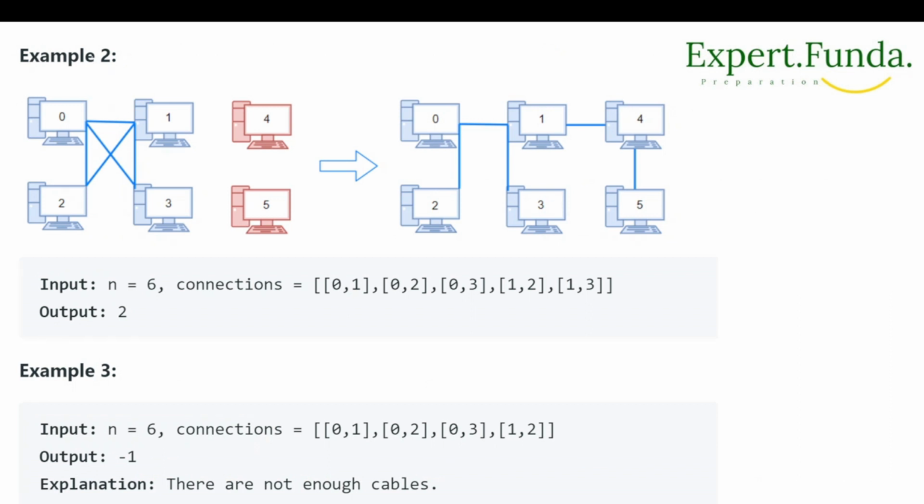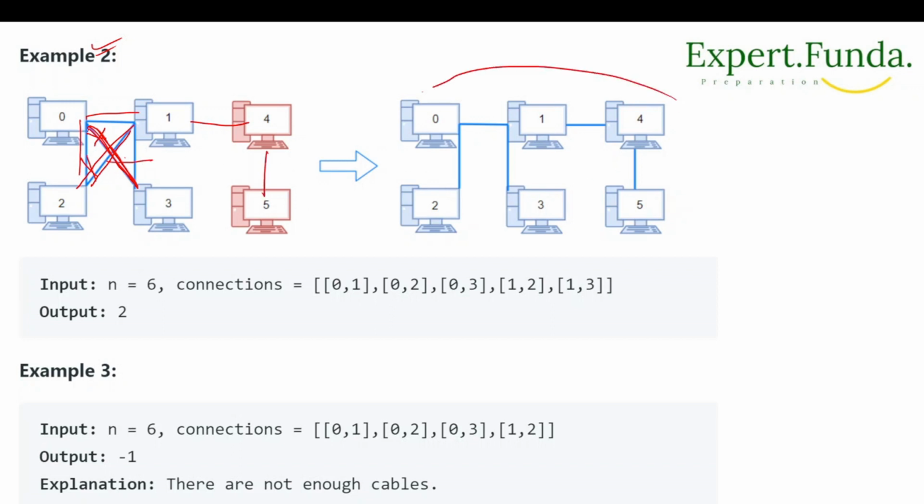Now understand another example, example 2. Similarly, 0 is connected to 1, 0 to 2, 0 to 3, and 1 to 2 are connected. Now 4 and 5 are not connected, correct? So how many connections do we have to make? For this one we can remove a connection that is not required, and another connection that is not required. So if I remove this connection, we will continue with 0 to 1, 1 to 3 and 0 to 2. When I disconnect this connection I can put it here, and if I disconnect this one, that connection will come between here, right?